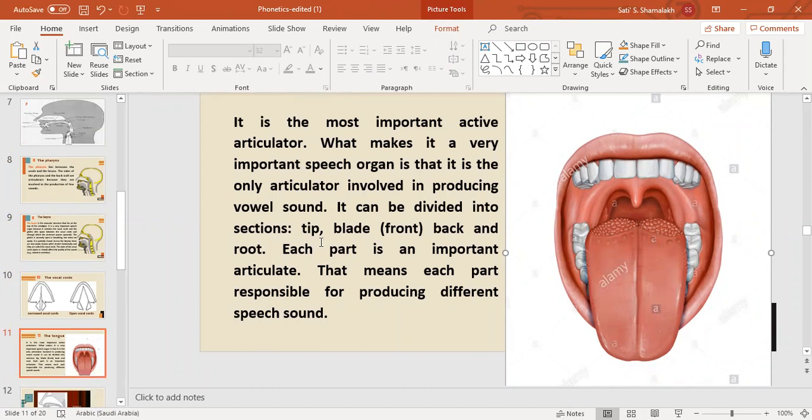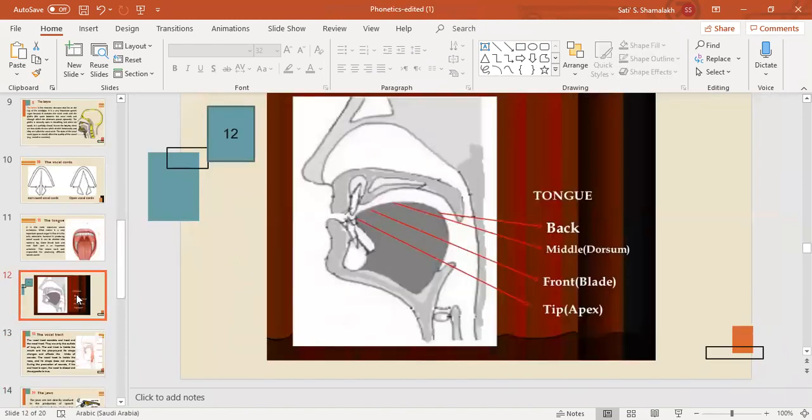It is divided into sections: tip, blade or front, back, and root. You see? Now, here are the parts of the tongue. This picture shows the parts of the tongue. Tip, do you see the arrow of the tip? This is the arrow of the tip, the lowest one. Front blade, front, middle, and back. We are focusing on the parts of the tongue because they are very important in producing sounds.